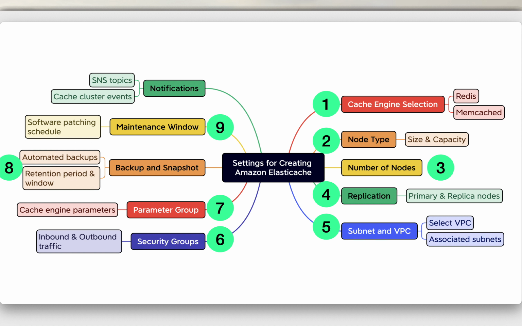9. Maintenance window. Schedule a timeframe when maintenance and software patching will be applied. 10. Notifications. Set up Amazon Simple Notification Service, SNS, topics to receive notifications about events related to the cache cluster.